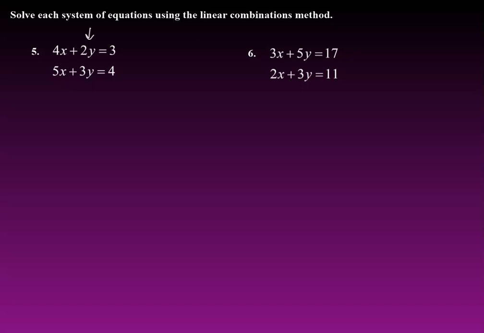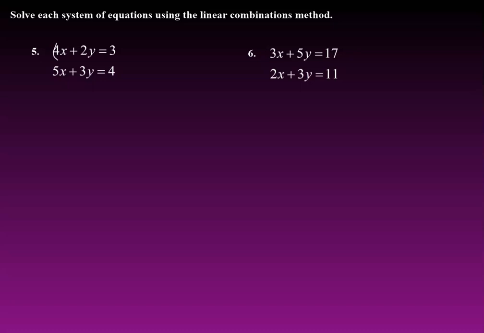There's nothing I can do to the 4 to get 5 and nothing I can do to the 5 to get 4. And I can't do anything to 2 to get 3 or 3 to get 2. So when I run into this case, I'm going to have to multiply both equations. I tend to choose the variable that has the smallest coefficients. It doesn't matter really which one you use, but that's what I choose.